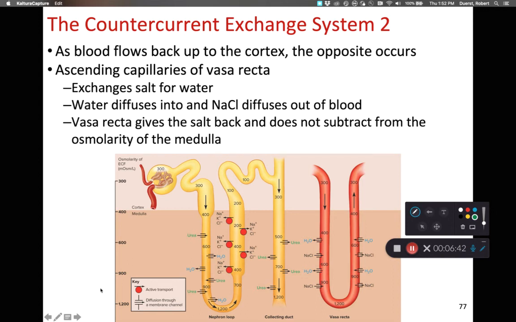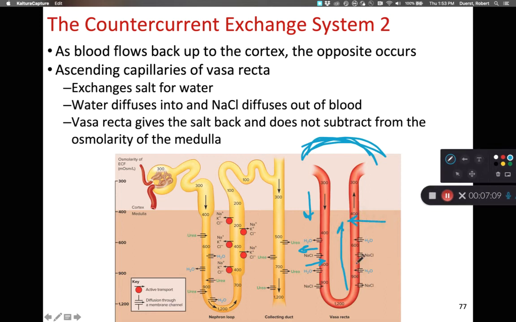So here is a slide helping to tie these concepts together. We have blood from the vasa recta, which is illustrated over here. This red tube represents the vasa recta. As the blood goes down, water goes out, sodium chloride goes in, and then as the blood goes back up again, we have water re-entering the blood, and we have sodium chloride exiting the blood. So opposite things happen at opposite loops or limbs of the vasa recta. So the ascending capillaries are going to exchange the salt for water.